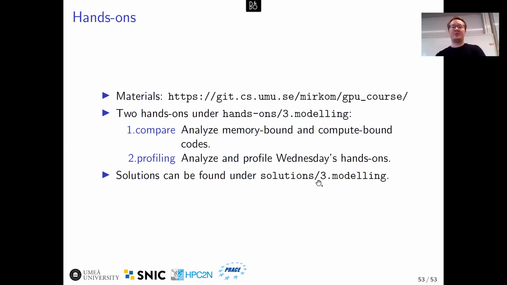And again, the solutions for these hands-ons can be found under solutions/3-modeling.